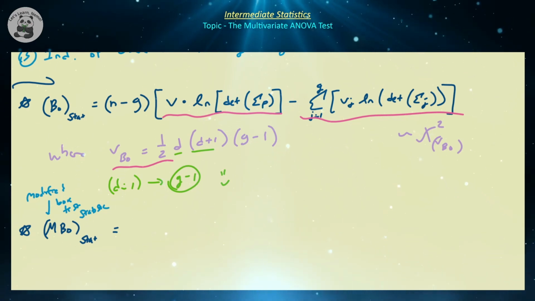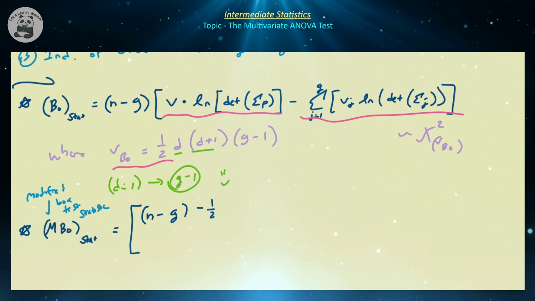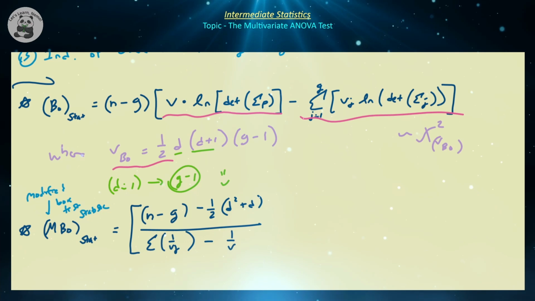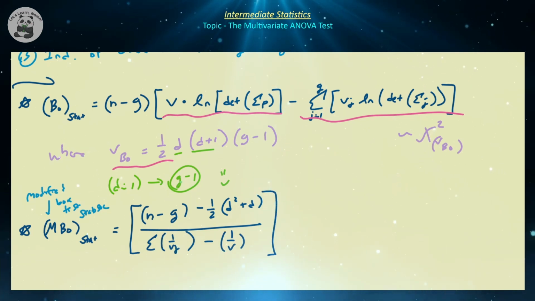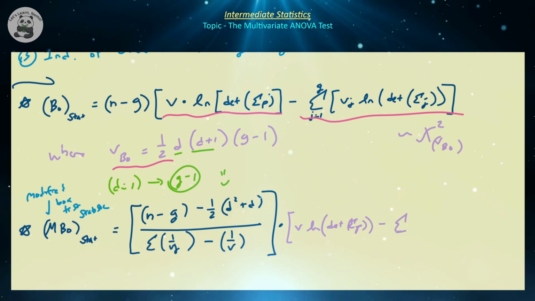So what we can do is scale that natural log comparison, and the more appropriate scalar factor will be equal to n minus g again, and then we're going to have minus 1/2 d squared plus d, and that's going to be over the sum of 1 over nu j minus 1 over nu. And that denominator actually should look familiar if you remember your Bartlett test statistic. And then we're going to be multiplying this by our typical object above. So this is going to be equal to the natural log of the determinant of our pooled covariance matrix, and then minus the sum of our individual nu j natural log of the determinant of sigma j.